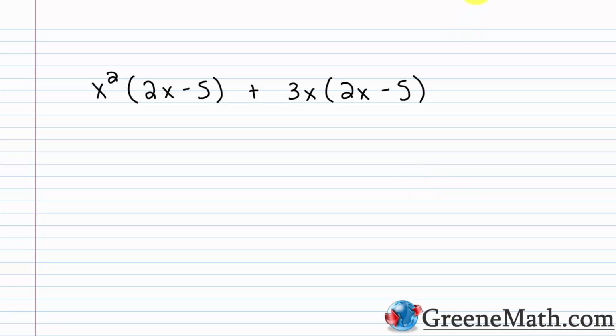The first thing I want to point your attention to is that this is multiplication. Stick something outside of parentheses, you're multiplying. So I have x squared multiplying this whole quantity, 2x minus 5. So these are factors. Same thing over here: 3 is a factor times x, which is a factor times, again, the quantity 2x minus 5. So these are all factors.